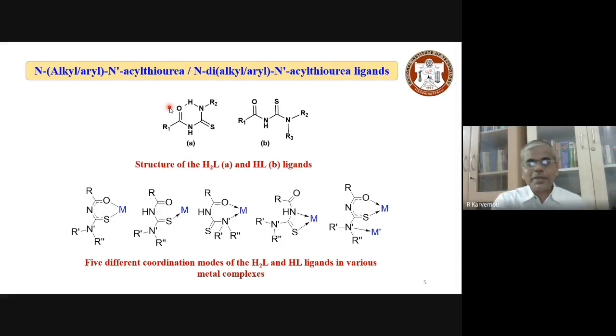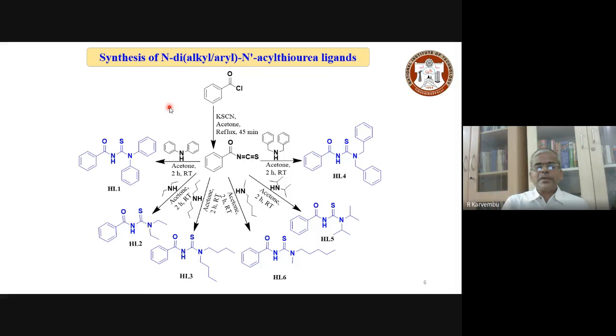I will explain you later. And the preparation of this ligand is very simple. Normally it is prepared from acyl chloride. Here benzoyl chloride is given, which on reaction with potassium thiocyanate gives acyl isothiocyanate, which on reaction with amines, we can use either primary or secondary amine. Here in all the examples I have shown secondary amines, right? So this leads to formation of acyl thiourea.